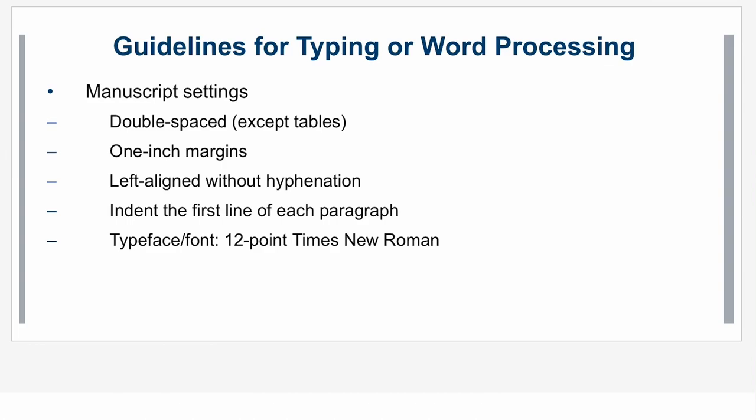Usually that information is put towards the middle of the page, but it's still double spaced in between the lines. There are 1-inch margins overall on the whole paper. It's left aligned, so everything's aligned to the left side of the paper.